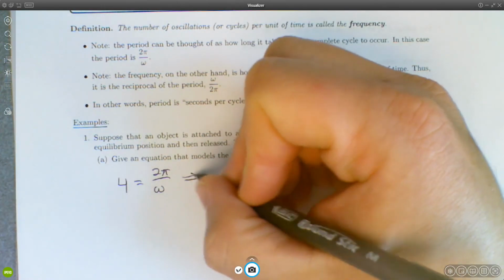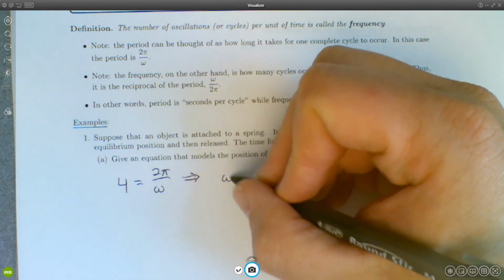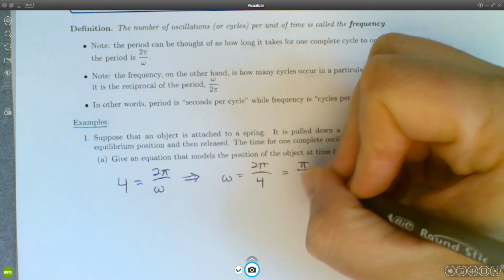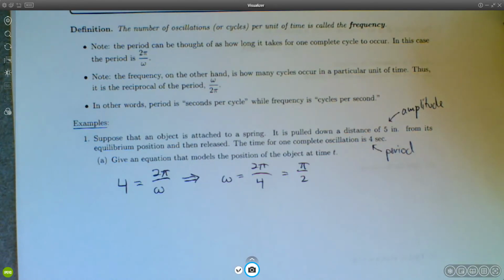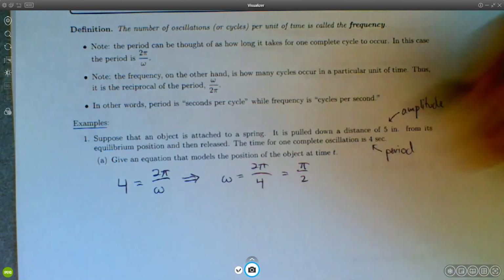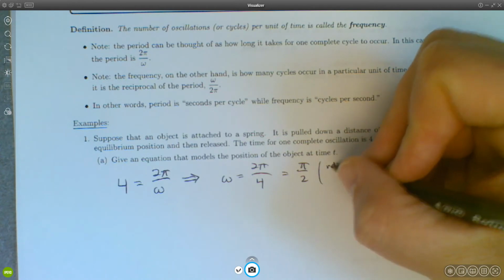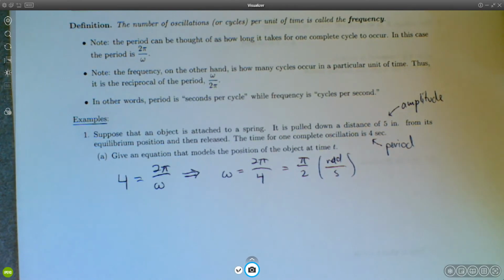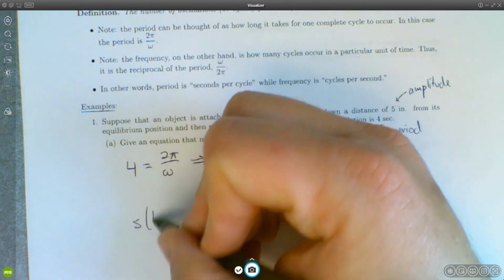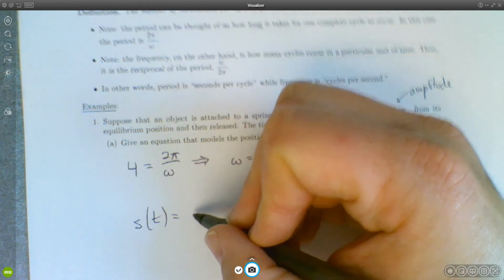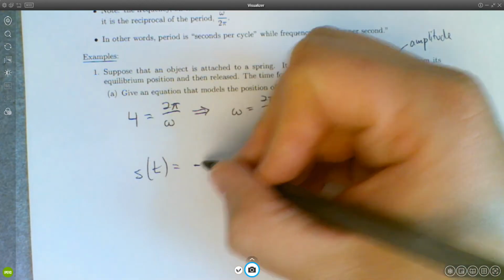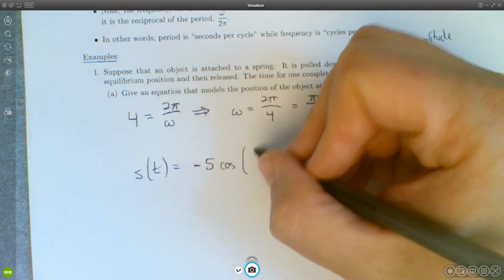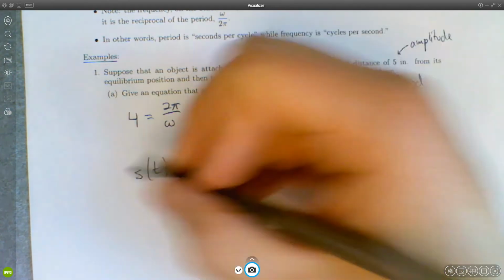Okay? Which means that omega is 2 pi over 4, or in other words, pi over 2. So the angular speed is pi over 2 radians per second. So we could say this is in radians per second, right? Anyway, that's it. So then the position function s of t is going to be, we want it to start below equilibrium position 5 inches. So it's going to be -5 cosine of pi over 2 times t, and then that's all there is to it.